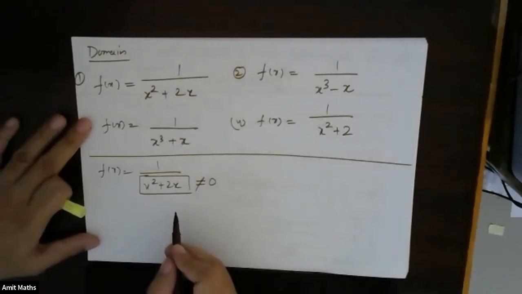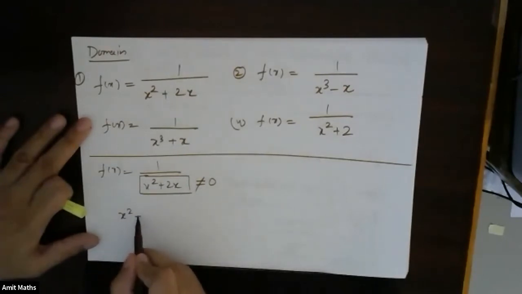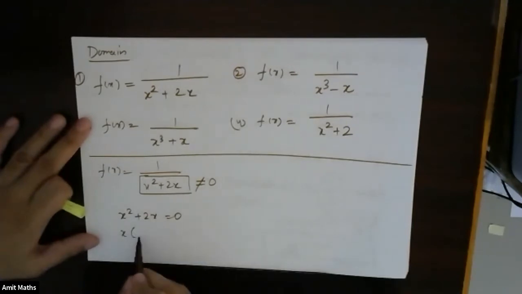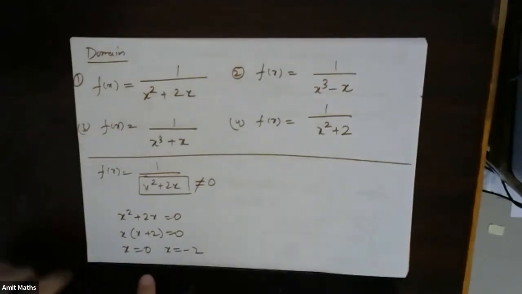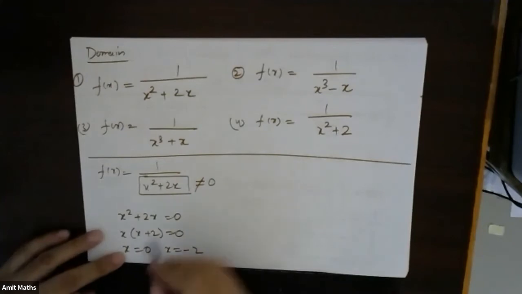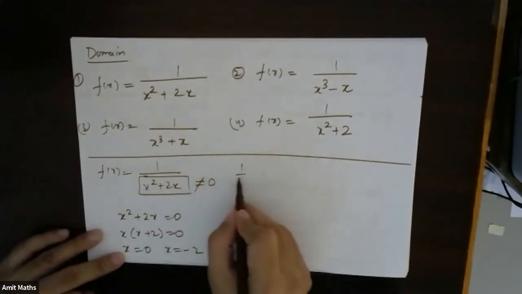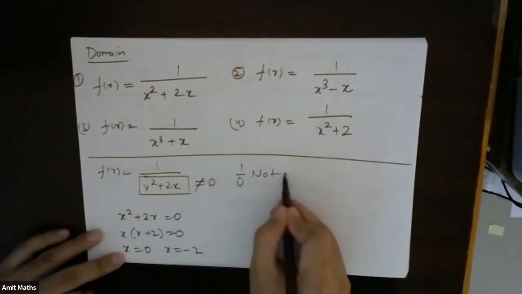So what I'll do, I'll find whenever this x square plus 2x is equal to 0. So I'll write x into x plus 2 is equal to 0. So x is equal to 0 and x is equal to minus 2. That means for these two values, if I substitute in this, it will become 1 by 0 form, which is not defined.